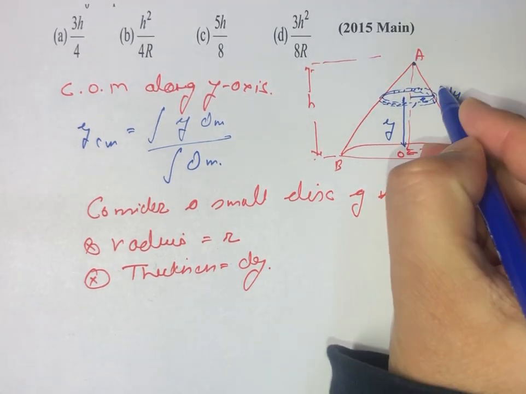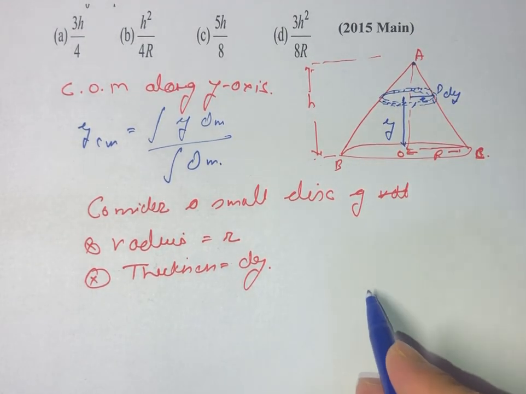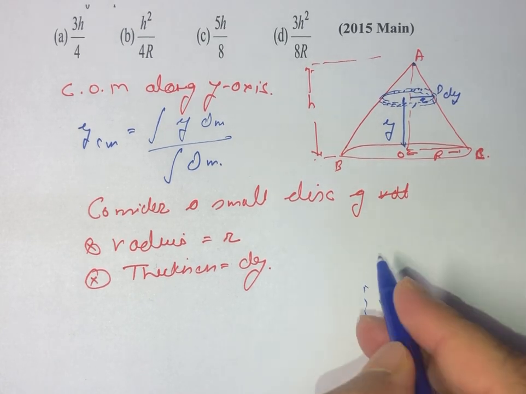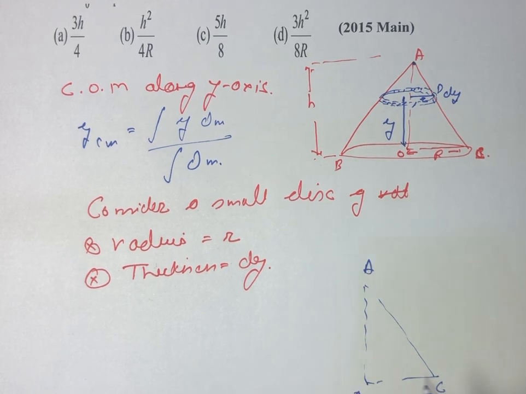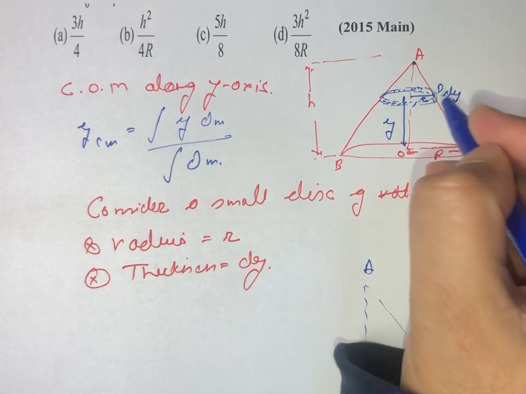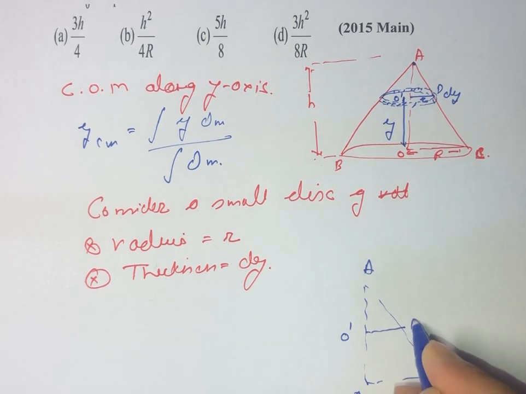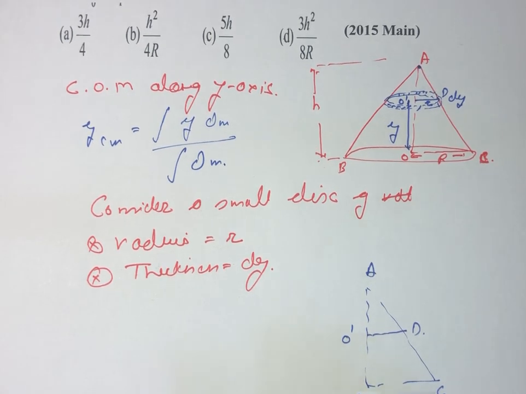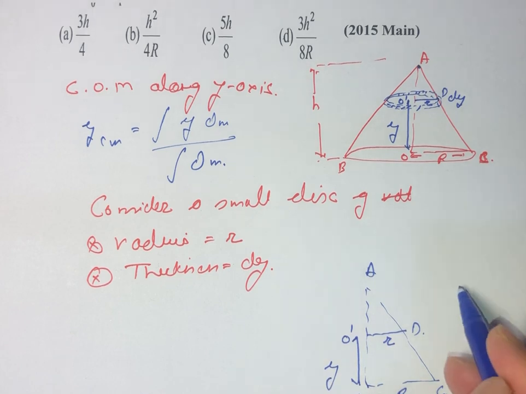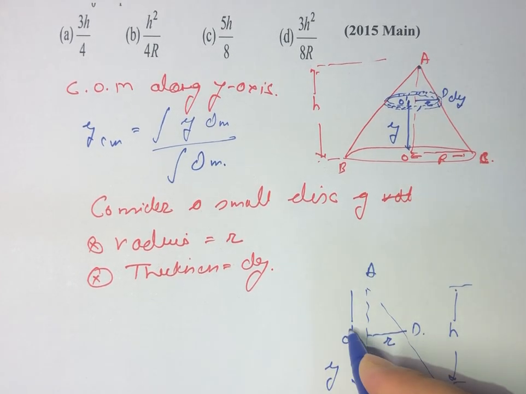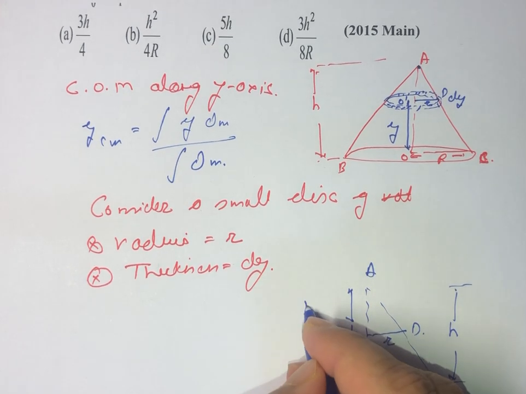Let us suppose this point is D. Let us consider this triangle separately. So here we have two triangles. One is AOC and another one, let us call this O prime, and this is O prime D. This is capital R, and we considered OO prime as y. Total height is h, so we get this height as h minus y.